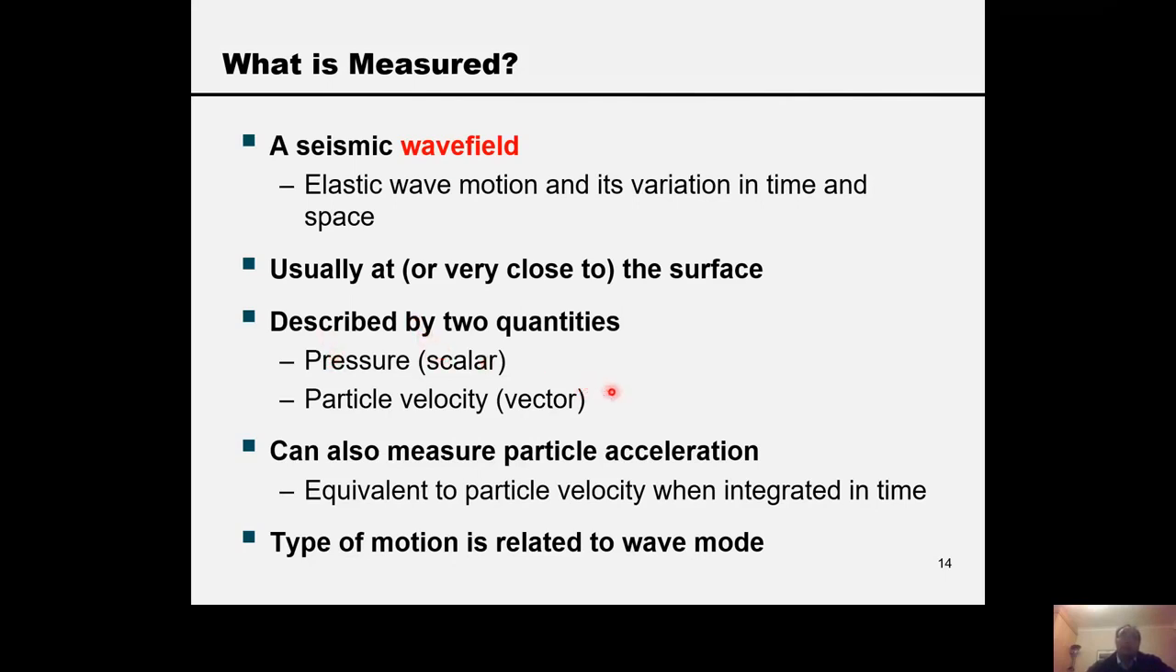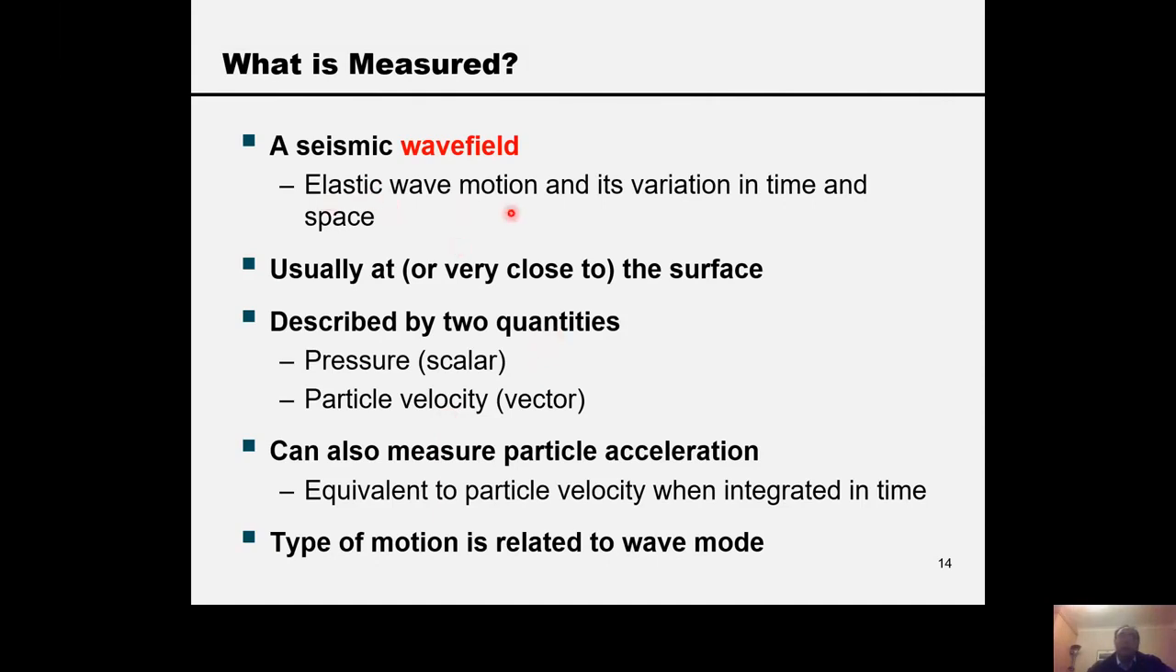The wave field most likely has just two quantities. One is called pressure, one is called particle velocity. Pressure is a scalar, basically measuring the media, in this case most likely water or fluid, the compression and the explosion. So that's called pressure, which is a scalar. But also, typically for land acquisition, we measure particle movement in the vertical direction and in the horizontal direction. So it's a vector, and the vector contains multiple components.